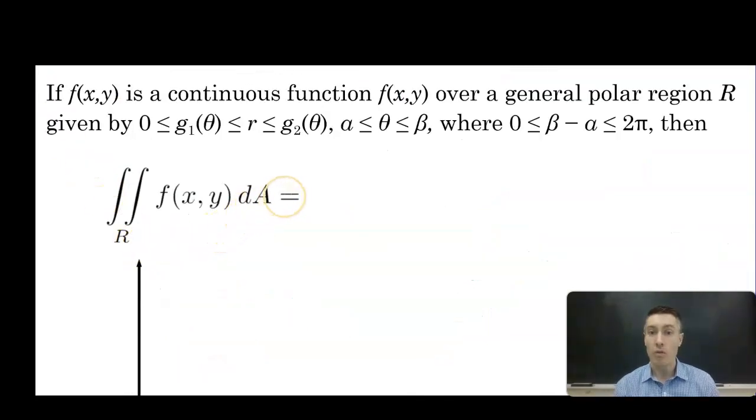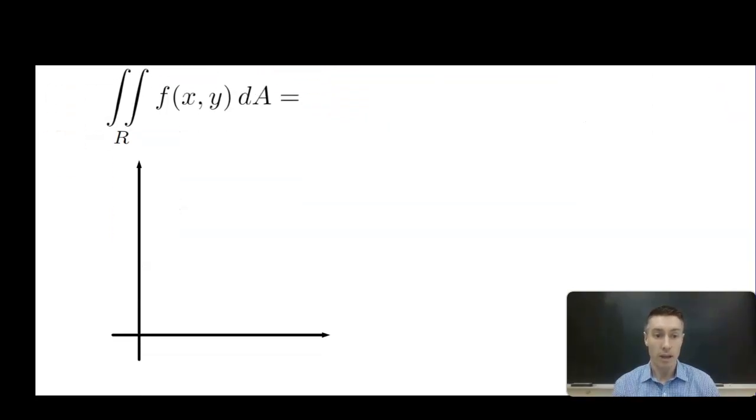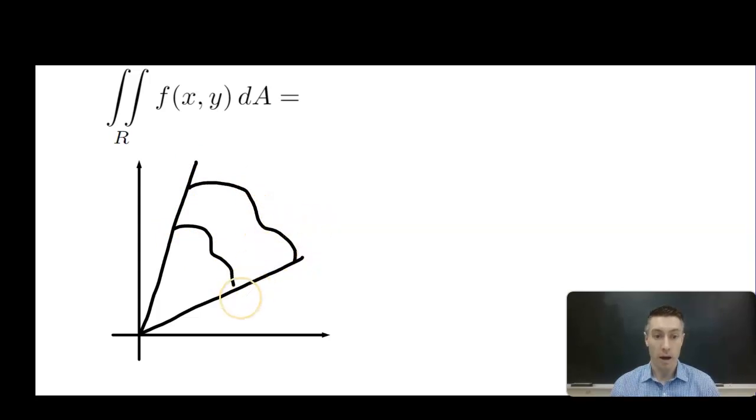So, if we consider a general polar region, now we're bounding r by functions of theta, g sub 1 of theta and g sub 2 of theta. Those are functions of theta that are going to bound our region. We still have our same angles. And now, instead of drawing the portion of a circle, maybe we have some sort of curve defined by theta. Here, this inner radius is g sub 1 of theta, and the outer radius is g sub 2 of theta. Angles are still defined the same way. We have alpha as the smaller angle and beta as the larger angle. This is now the region R that we're integrating over.